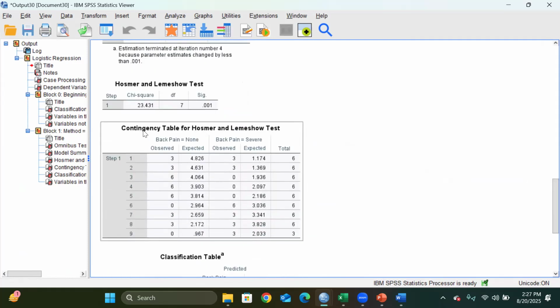Now, this is the contingency table. Once again, here we have to see that the observed and expected pain should not have major differences. But here we can see that the differences are there. In observed it was 0, and in expected it was 2. So it's again showing that your model is not good. So three tests have shown the model is not good.